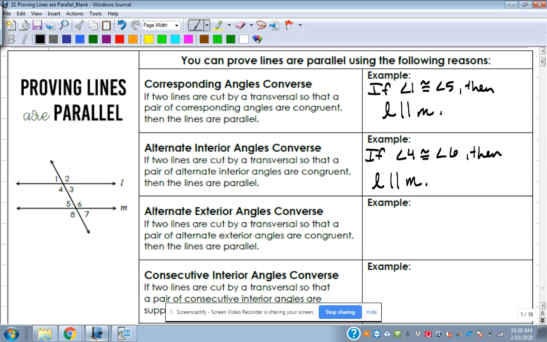The alternate exterior angles. What do we know about alternate exteriors? Alternate exteriors are congruent to one another if the lines are parallel, and the converse turns it around and says if those alternate exterior angles are congruent, then the lines are parallel. So what are a pair of alternate exterior angles? 1 and 7 or 2 and 8, either of those pairs. So if angle 1 is congruent to angle 7, then line L is parallel to line M.